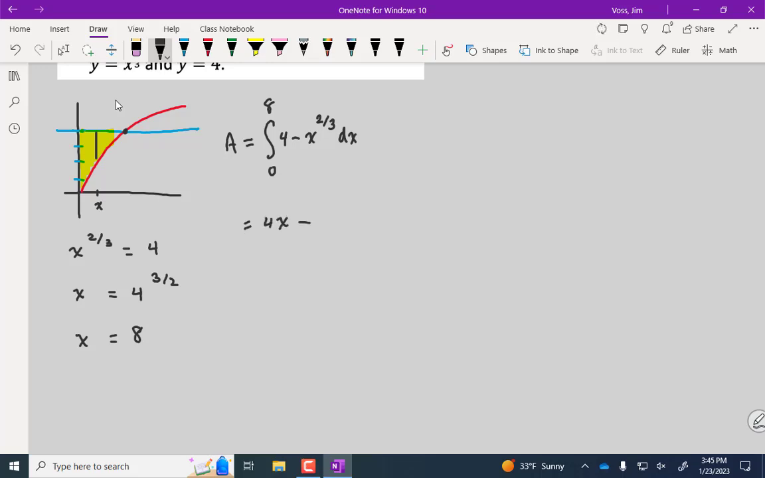So we add 1 to this exponent, so we add that 3 over the 3, so that makes it 5 over 3. Divide by 5 over 3, that's the same as multiplying by 3 over 5, from 0 to 8.